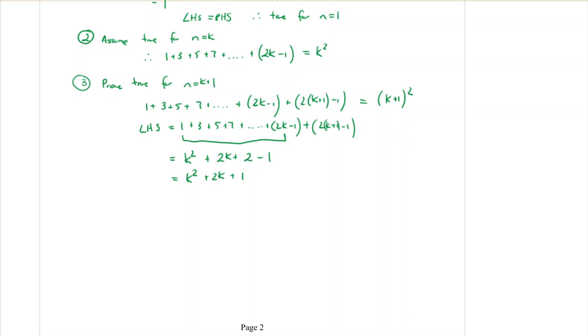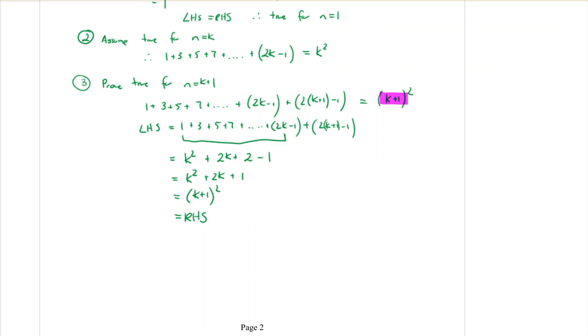Now we're almost there. Remember that we're trying to get this to equal the k plus 1 squared over here. So all I need to do is factorize. So what times is to give 1 and adds to give 2? It's going to be 1 plus 1, or in other words, k plus 1 in brackets squared. So that's equal to the right-hand side.